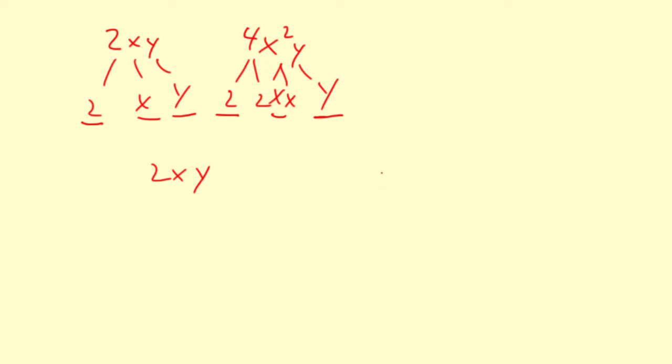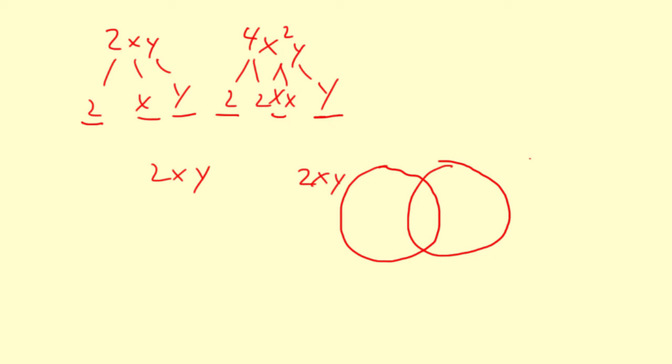So the Venn diagram would look like this. 2xy over here, and 4x squared y over here. So in the middle, the common part's 2, x, and y. And there would be nothing over here because the entire term is in the common area already. So what would be on this side? You'd have a 2 that wasn't used and also an x. So that's how you can do greatest common factor of expressions.